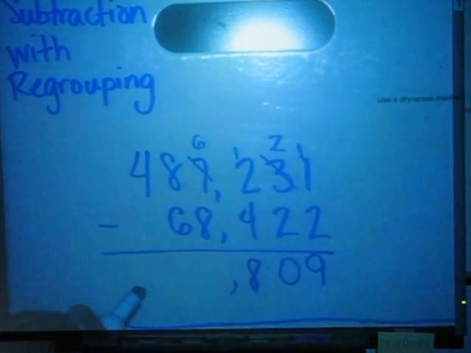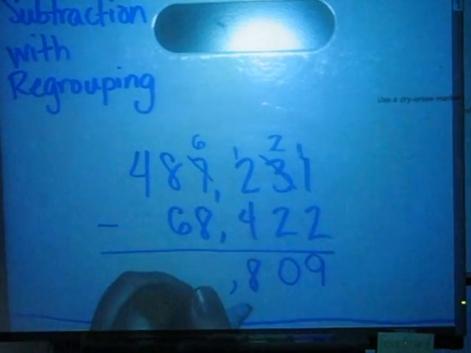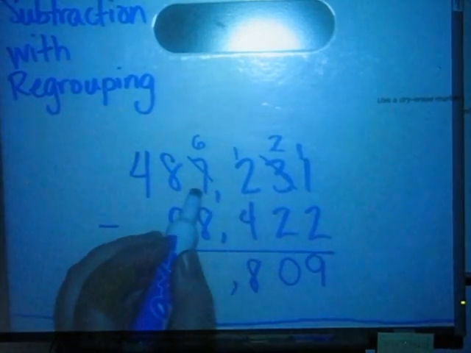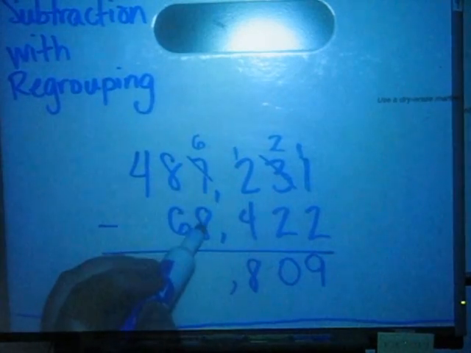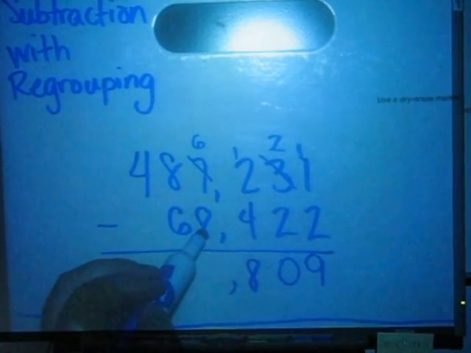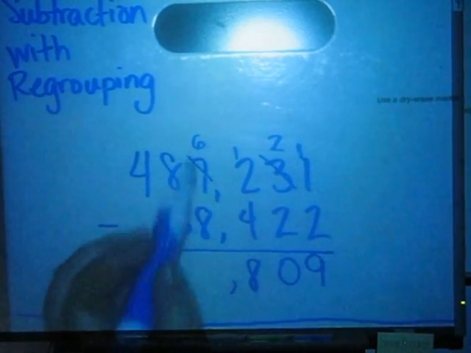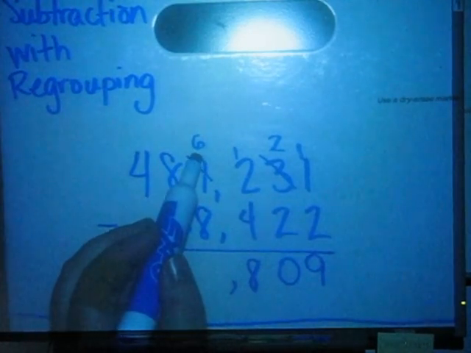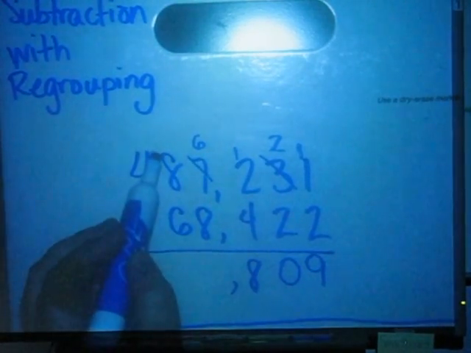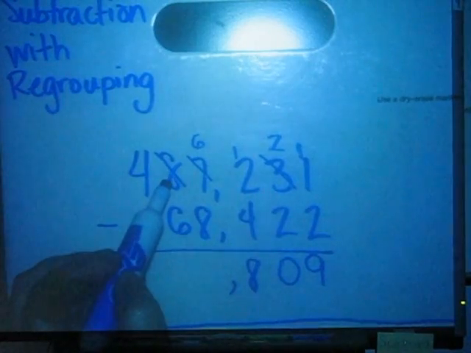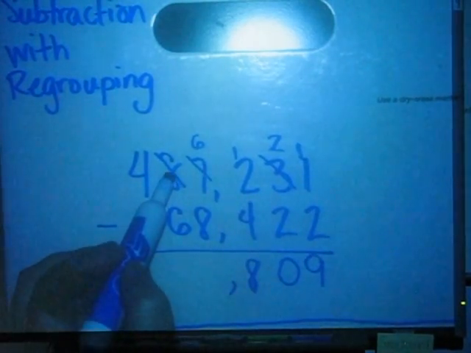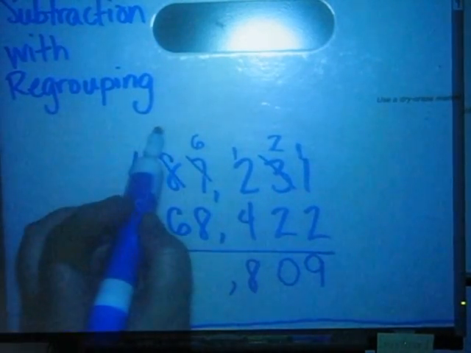Alright? So now that this column is done, I move on to the thousands place. Now I have 6 minus 8. Can I take 8 away from 6? No, it's not big enough. So I go to my neighbor and I ask Mr. 8 if I can borrow 1. And 8, so I take 8 minus 1 is 7.